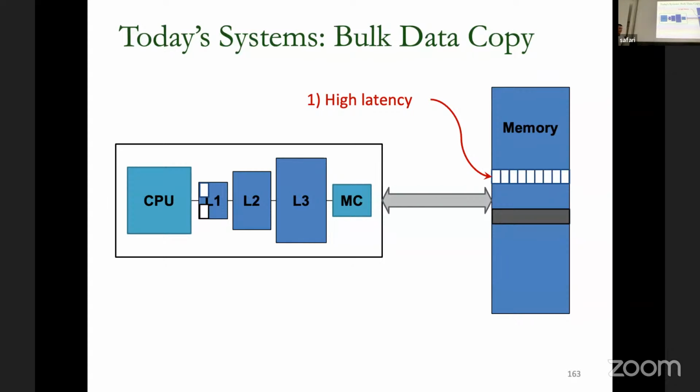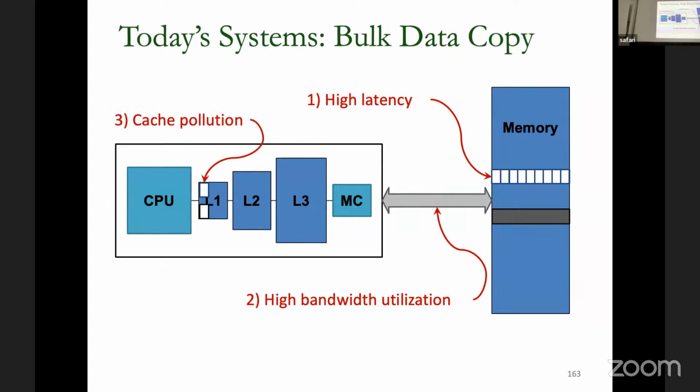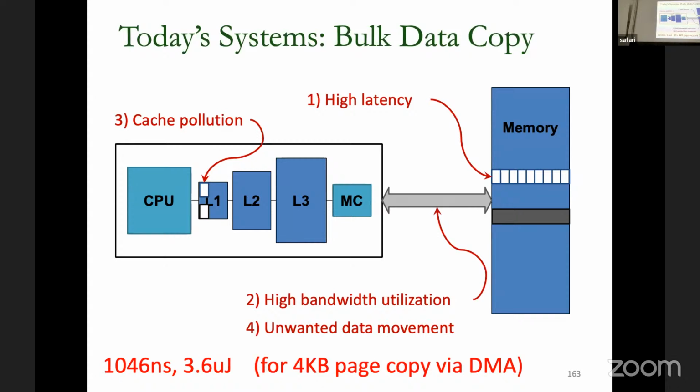So this incurs a lot of latency because you are moving segments of that row at a time over this limited-size bus, and it requires high bandwidth utilization of the shared bus. It creates cache pollution because you are putting data in the cache just to copy one row to another, and overall there is unwanted data movement from one part of the system to the other. In terms of energy, if you do that operation in today's systems, it takes around 1,460 nanoseconds or 2.6 microjoules to copy a 4 kilobyte page.